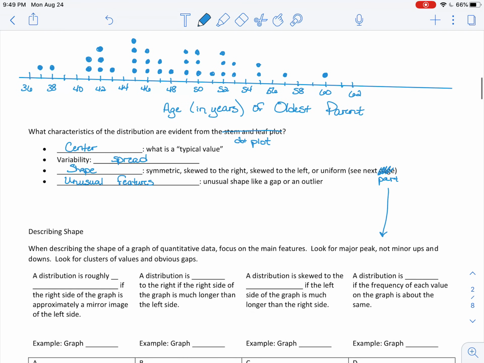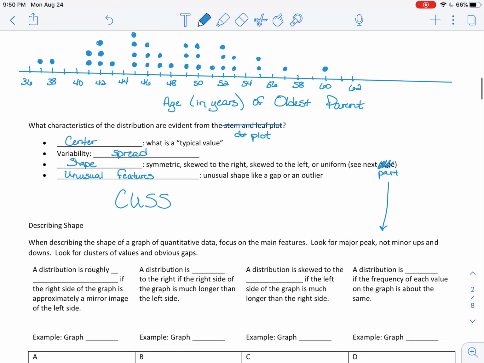And again, you will be expected to talk about all 4 of these. Not in order, but the acronym that I've learned to memorize these is CUSS. So we're going to remember to cuss when we do this. Talk about center, unusual values, the shape, and the spread of the data set.